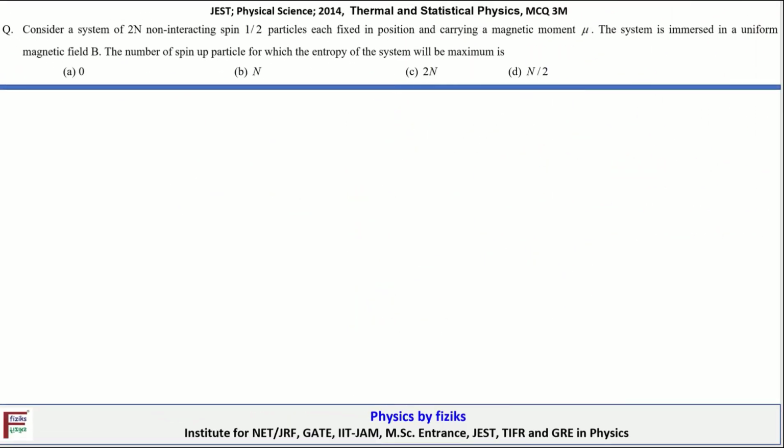So let's continue with the last problem in this session. The statement is, consider a system of 2n non-interacting spin-half particles, each fixed in position. Since each of them is fixed in position, we can treat them as distinguishable. They carry a magnetic moment mu. The system is immersed in a uniform magnetic field B. The number of spin-up particles for which the entropy of the spin system will be maximum is given by what?